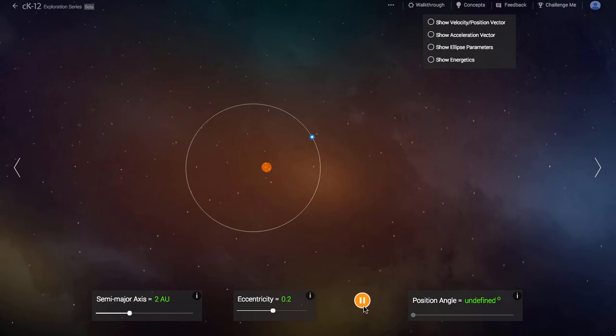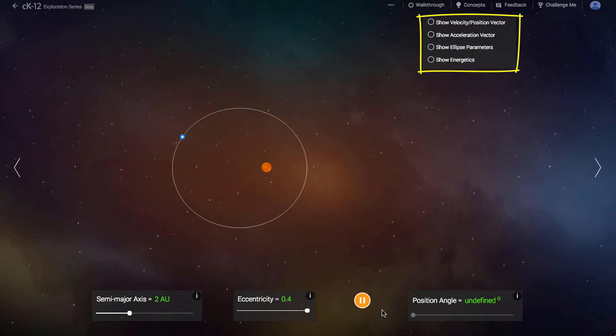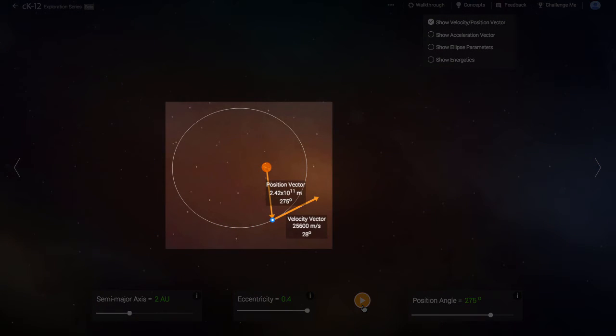What do we notice? Does the planet appear to speed up or slow down as it travels around? Maybe hard to tell. Let's increase the eccentricity of the orbit so it is even more elliptical and less circular. Now I think it's pretty clear. The planet is going faster when it is nearer to the star. In fact, let's show the velocity vector and watch it grow and shrink with distance to the star. If we pause, we can actually see the values of these vectors, how fast the planet is going, how far it is from the star, and also a few relevant angles.